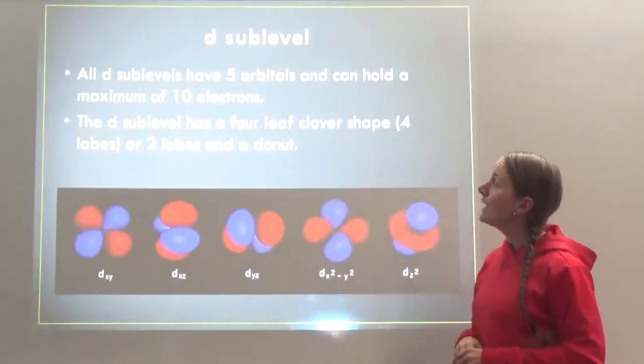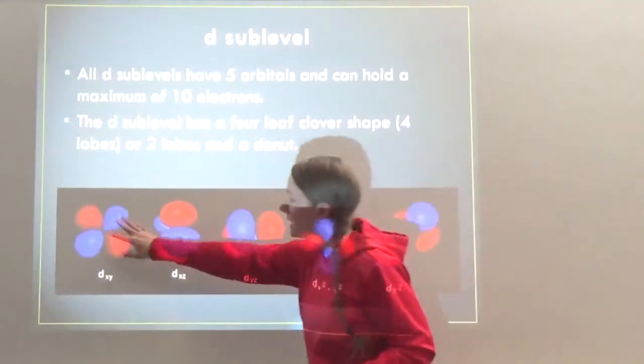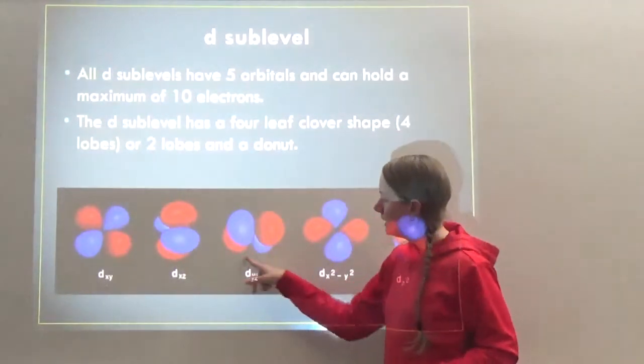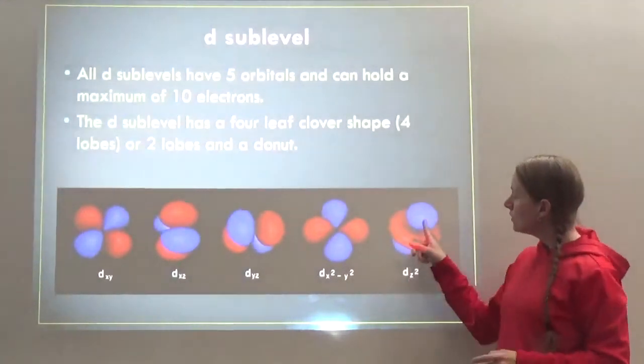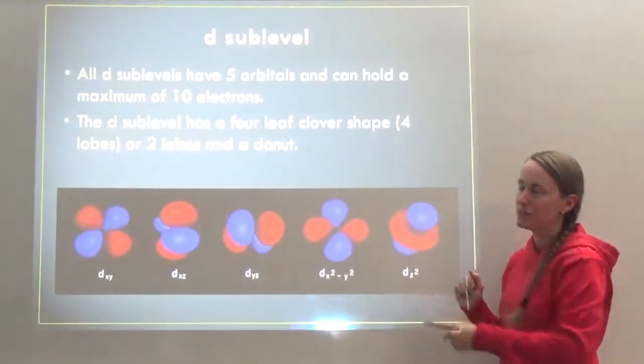The D sublevel has a 4-leaf clover shape, which means it has 4 lobes, and they're just kind of pointing in different directions. So see, here's one of the orbitals, this one's an orbital, here's one, and they're all just kind of facing in different directions. Or one of the D sublevels has 2 lobes with a donut shape around the center.